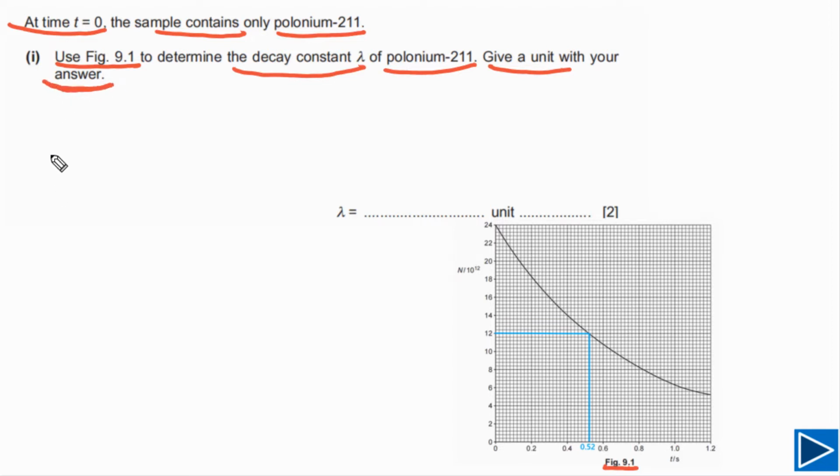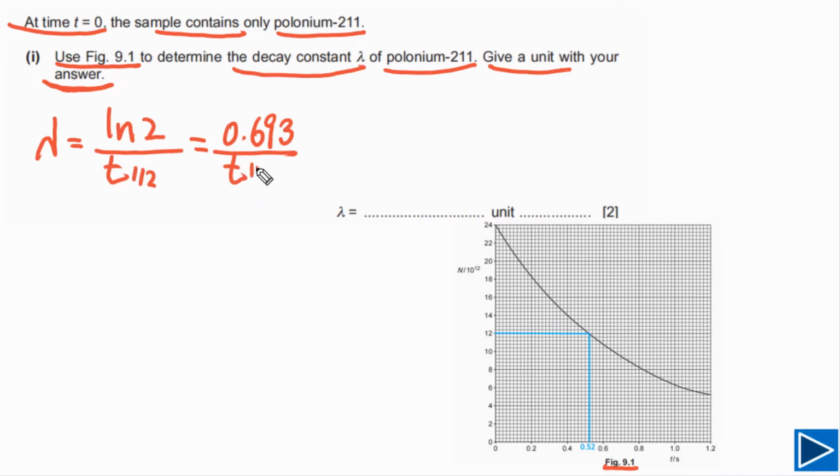Now this question is asking us to calculate the decay constant. Decay constant is simply equal to ln 2 divided by half-life, and ln 2 is equal to 0.693. So this is divided by half-life. Now simply we need the half-life. If we have the value of half-life, we can calculate the decay constant. In order to find half-life, we need to use figure 9.1.